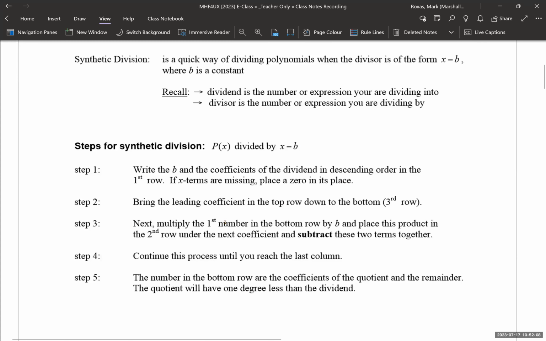next, multiply the first number in the bottom row by your value of b and place this product in the second row under the next coefficient and subtract these two terms together. Step four, continue this process until you reach the last column. Step five, the numbers in the bottom row are the coefficients of the quotient and the remainder. The quotient will have 1 degree less than the dividend. As I read these steps, it's hard to visualize, but we'll get into an example of what that will look like.